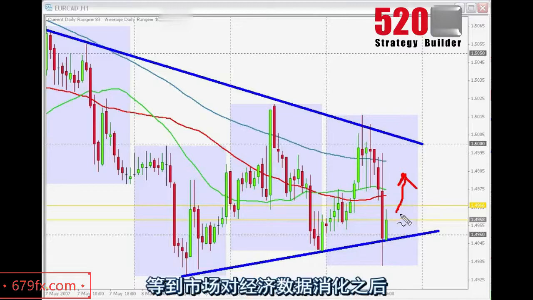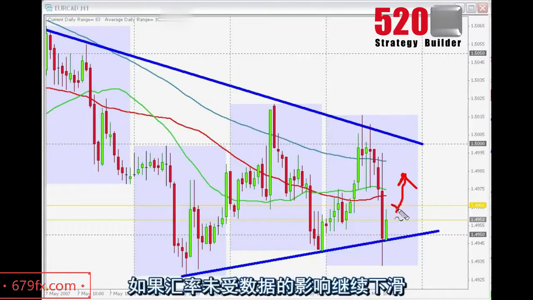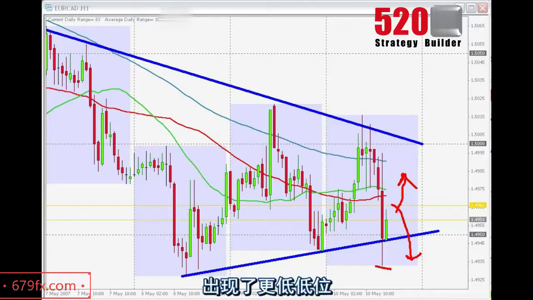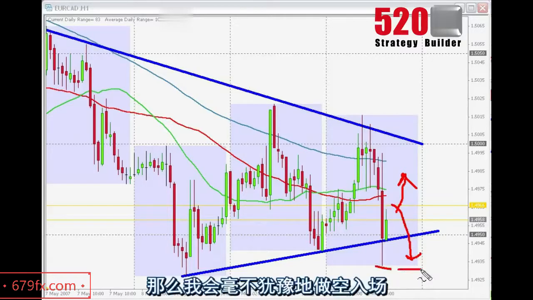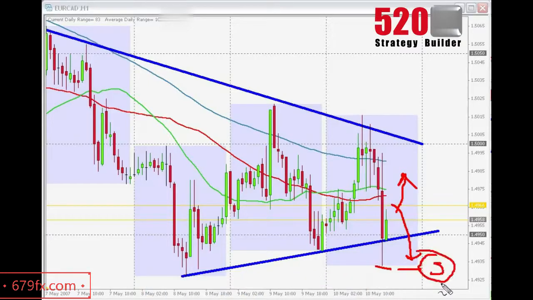Like I say, once the news does settle a little bit, if I see that the move to the downside resumes despite the news, and we make lower lows, I will not doubt to enter my short entry in there.